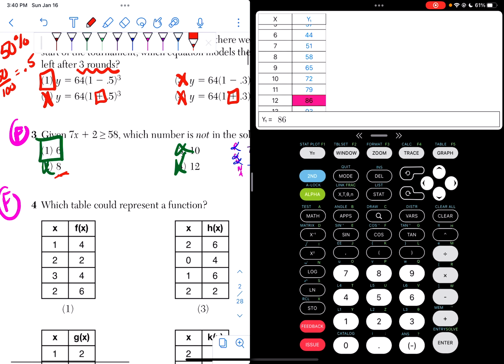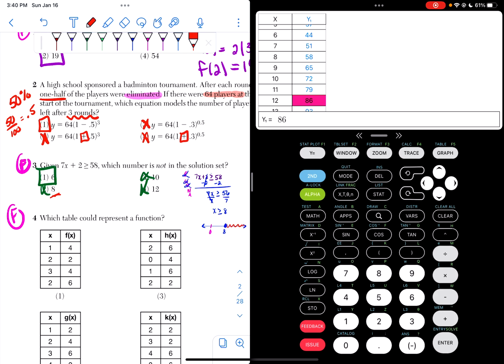All those numbers are greater than or equal to 58. This means 6 is not in your solution set.